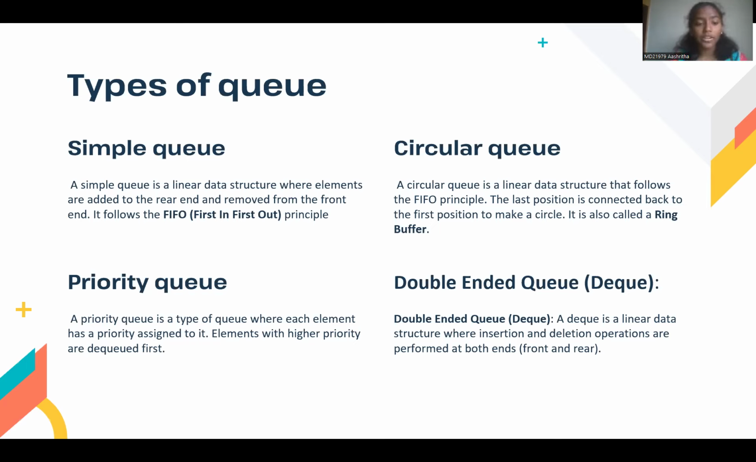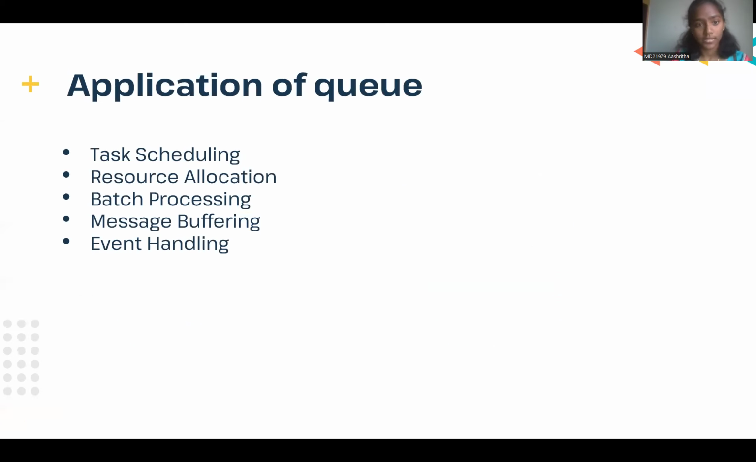Priority queue. A priority queue is a type of queue where each element has a priority assigned to it. Elements with higher priority are dequeued first. Double-ended queue. It is also called a dequeue. A dequeue is a linear data structure where insertion and deletion operations are performed at both ends.